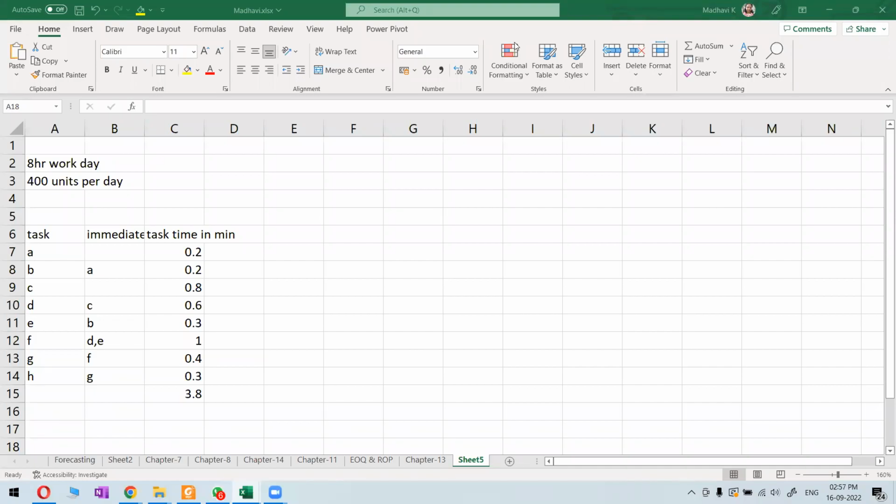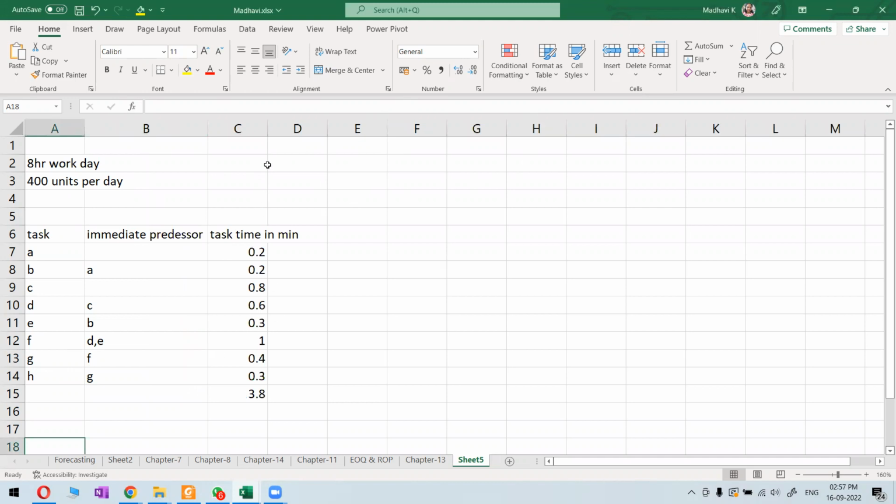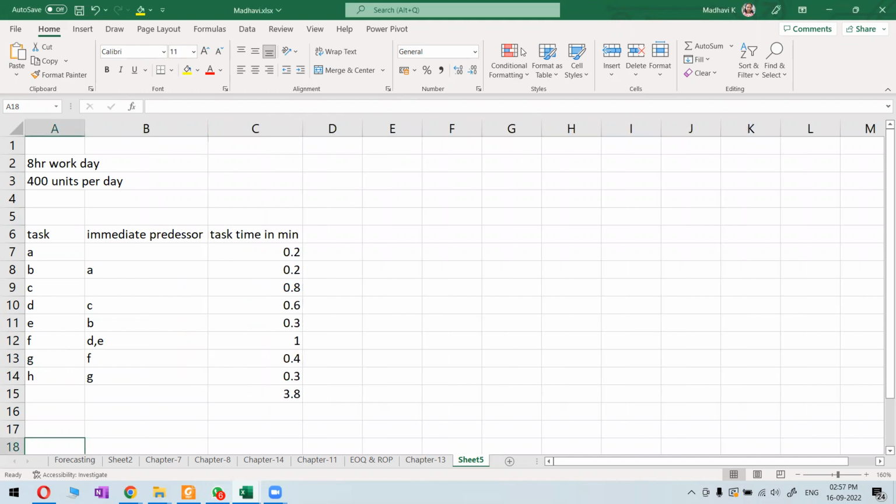Hi again. So this is about line balancing. We are trying to understand how to design the workstations and the number of workstations needed. So usually the problem is given in this way. What are the different tasks associated with it, what are the immediate predecessors of each particular task, and the time taken for each task. And please note the time is in minutes over here.